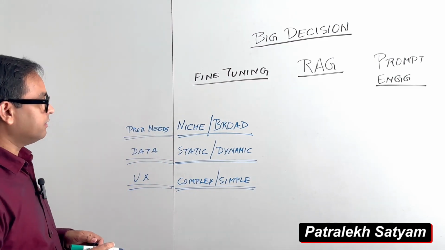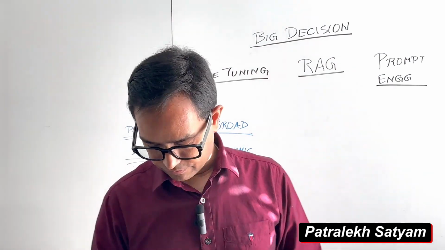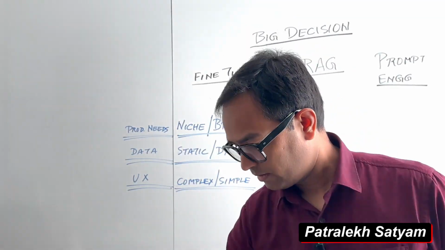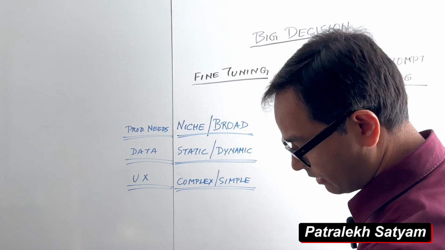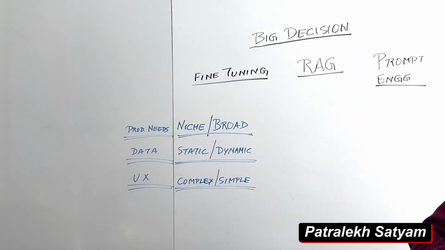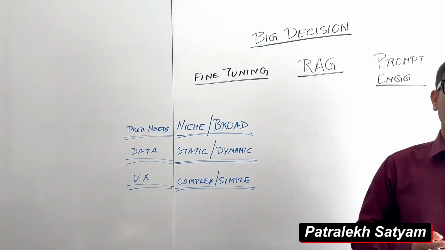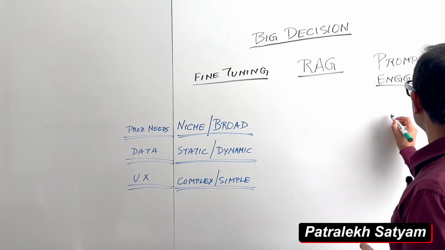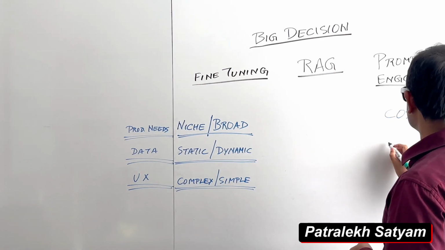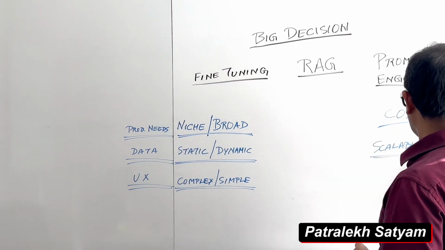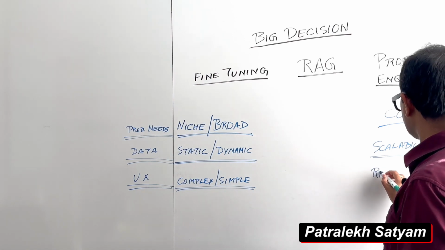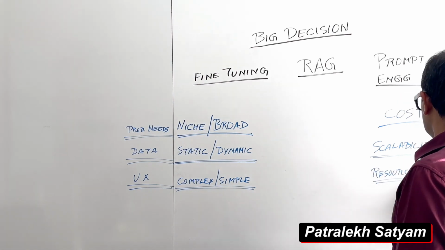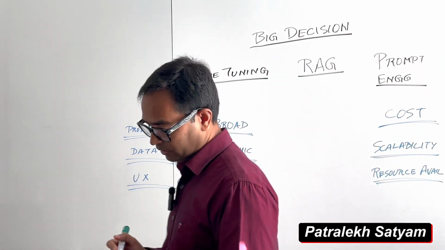And on the other side of the graph, let me take blue itself. On the other side, it is about the normal thing that we have to take into account whenever we are building a product, which is the cost, the scalability, and the resource availability. So these are the other factors that you have to take into account.